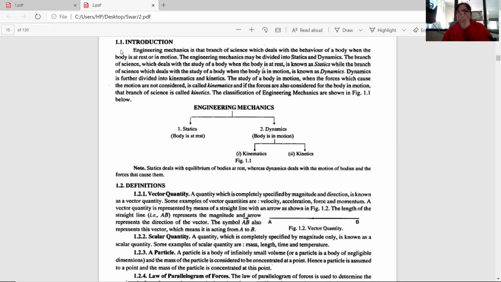So, first thing is science. Under science, the branch is engineering mechanics. Then it is further divided into two parts. First is statics, second is dynamics. The dynamics branch is further divided into two parts. First is kinematics and second is kinetics. Now, there are some definitions which are the basics of engineering mechanics.